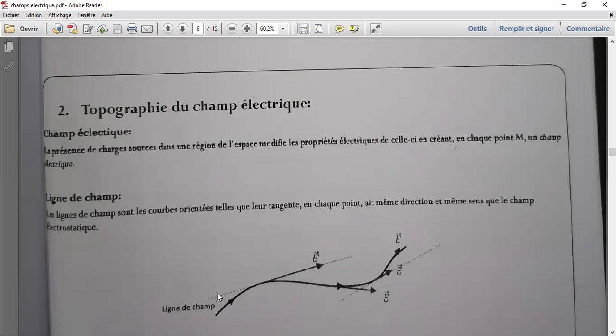So when I draw my tangent, this tangent will move in the direction towards the right, the direction where this ligne de champ is moving, and this direction is what I can say is the champ electrostatic. You see the champ electrostatic. That's why they're saying the tangent at each point has the same direction and the same sense as the champ électrostatique.